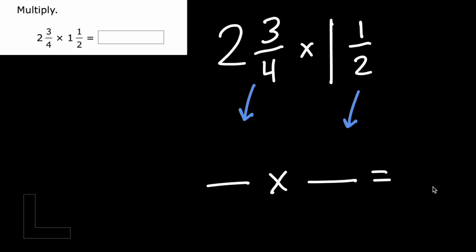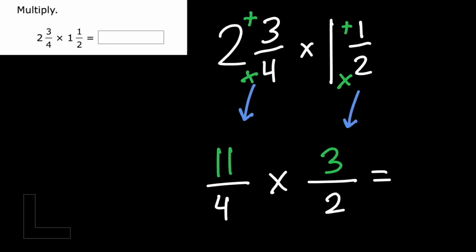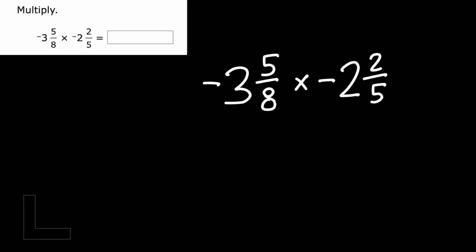Next, we're multiplying two mixed numbers, and since they're both mixed numbers, we'll need to convert both of them into improper fractions. So for the first one, 4 times 2 is 8, plus 3 is 11, so that becomes 11/4. And for the next mixed number, 2 times 1 is 2, plus 1 is 3, so that becomes 3/2. So putting it all together, we have 11 times 3 is 33, and 4 times 2 is 8. Answer is a +33/8.